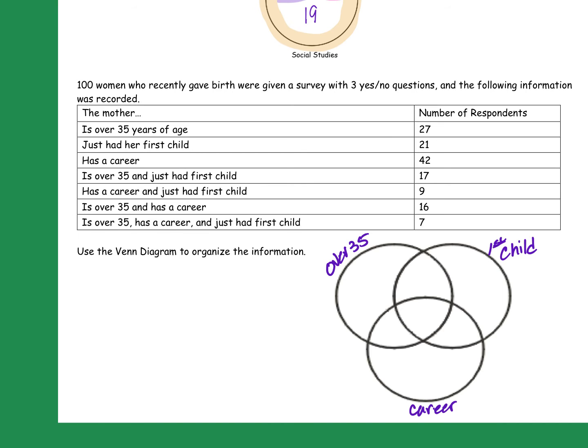Oh, so what is my very middle one? 7. 7, very good. So how many people are over 35 and have their first child? So over 35 and has their first child is here. So that should be a total of 17. So what's going in this one right here?